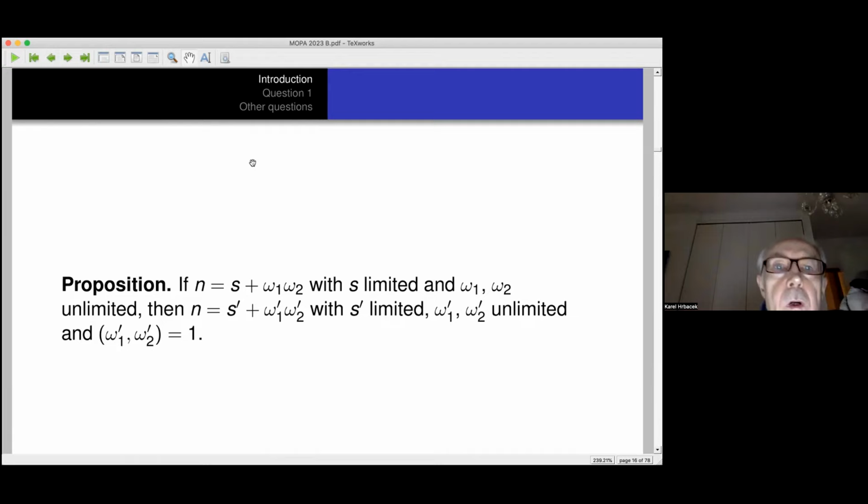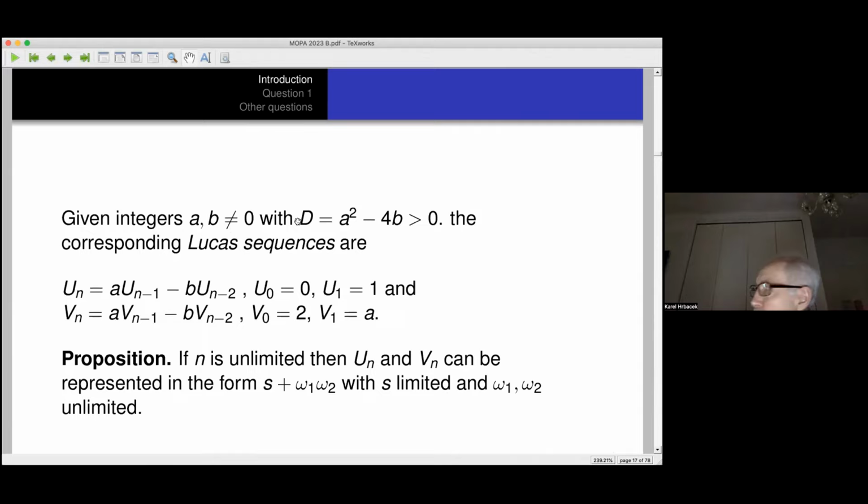Okay, now one final result I will mention is the following. Lucas sequences are a generalization of the Fibonacci sequence. Given integers a and b, non-zero with a positive discriminant, they are defined in this way. So in particular, u0 is 0, u1 is 1, and then un is the combination of the previous two values. If you take a equal 1 and b equal minus 1, you get exactly the Fibonacci sequence. Un will be exactly the Fibonacci sequence.